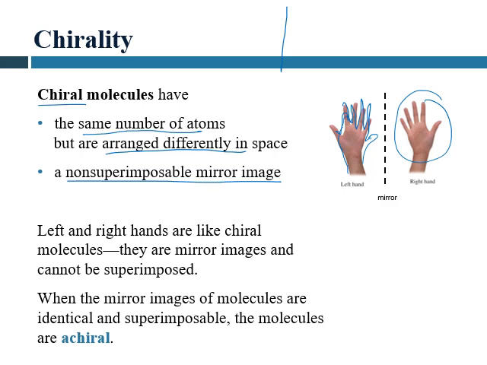If those mirror images are identical and they are superimposable, meaning you could take both of these images, image 1 and image 2, and they are hiding each other, meaning they are superimposable, those molecules are called achiral, which means they are not chiral.